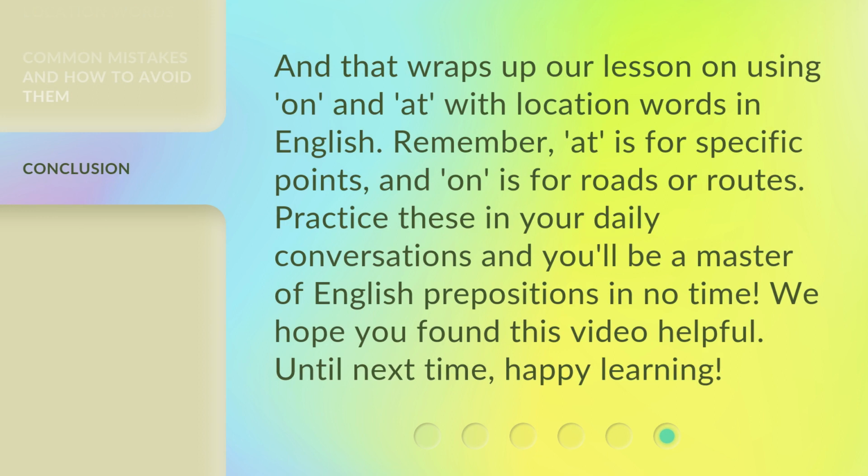And that wraps up our lesson on using on and at with location words in English. Remember, at is for specific points, and on is for roads or routes. Practice these in your daily conversations and you'll be a master of English prepositions in no time.